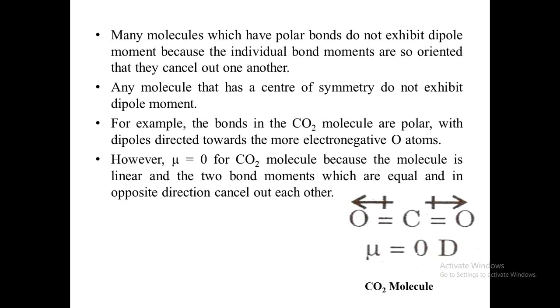The next one: many molecules that have polar bonds do not exhibit a dipole moment because their individual bond moments are so oriented that they cancel the effect of each other. You can see the example of carbon dioxide. If you take one bond of carbon with oxygen, it's a polar bond because oxygen is more electronegative, and on the left side oxygen is also electronegative, but they are equal in force and attracting in opposite directions. That's why these vector values cancel out the effect of each other, and the overall dipole moment for the molecule of carbon dioxide will be observed as 0.